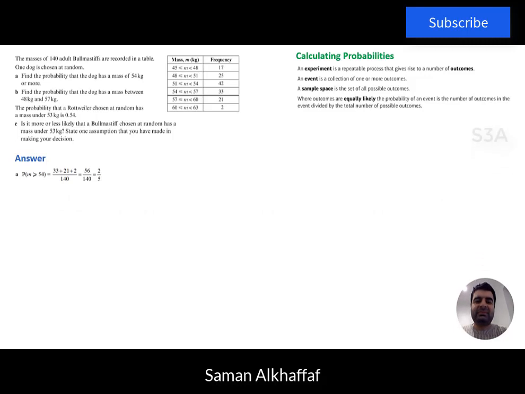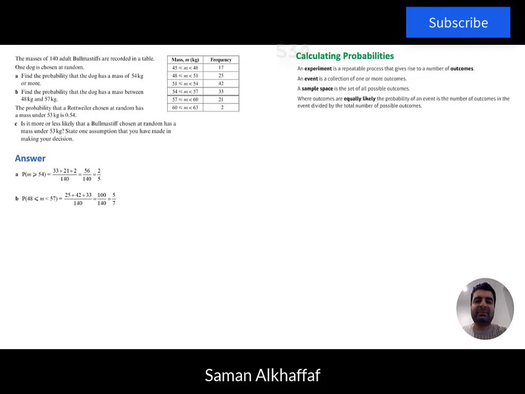Now, within the question, it says that the probability that a Rottweiler chosen at random has a mass under 53 kilogram is 0.54. And we also need to find the probability that a dog has a mass between 48 kilograms and 57 kilograms. So in this part, we can take the range of between 48 and 57. So we're taking two ranges here, which will involve the 25 and the 42, and we're also taking the 54 because it could be a little bit higher than the 53 kilogram that's desired. So we've taken three ranges here, which is the frequencies of 25, 42 and 33, all divided over the 140. So that will give us 100 over 140, and that will give us 5 over 7.